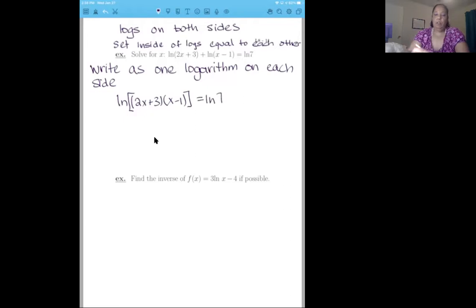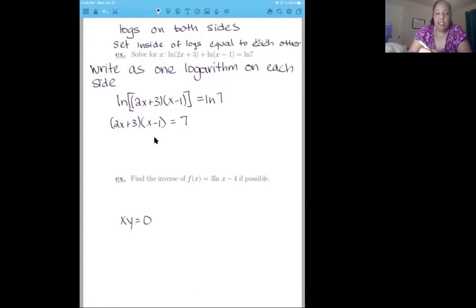Now, since I have one logarithm on each side, I can set the insides equal to each other. So 2x plus 3 times x minus 1 equals 7. Now I need to FOIL out the left side and set it equal to 0. Let me just remind you of the zero product property. The zero product property just says if I have x times y equals 0, then x equals 0 or y equals 0.